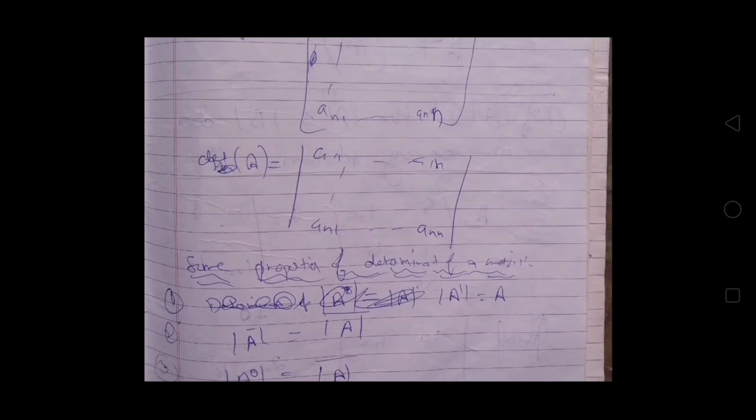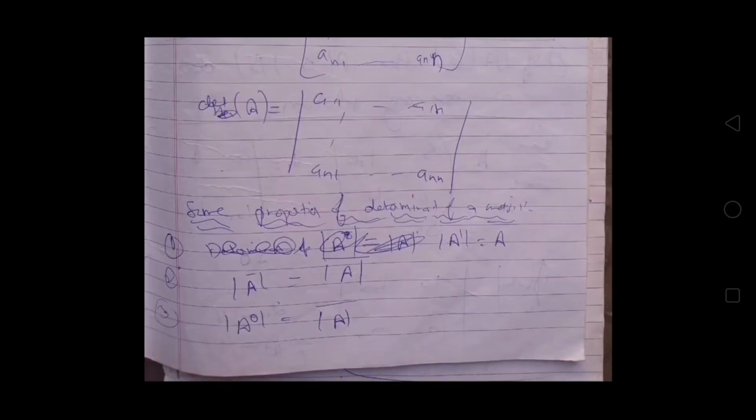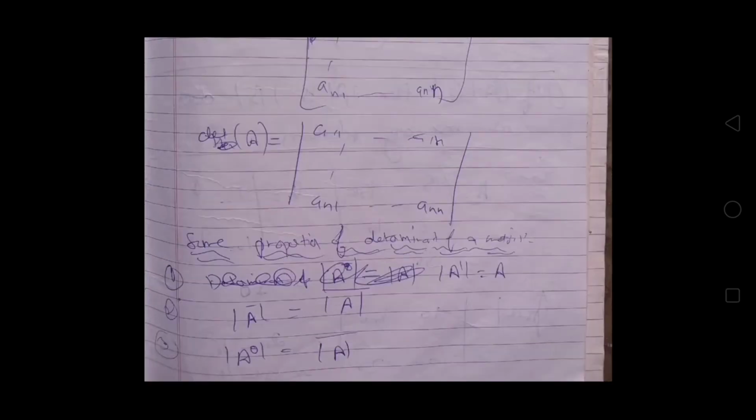Some properties of the determinant of a matrix. The first property says that the determinant of the transpose of a matrix is equal to the determinant of the square matrix A. The second property says the determinant of the conjugate of matrix A is equal to the conjugate of the determinant of matrix A. And the third property says the determinant of the conjugate transpose of matrix A is equal to the conjugate of the determinant of matrix A.